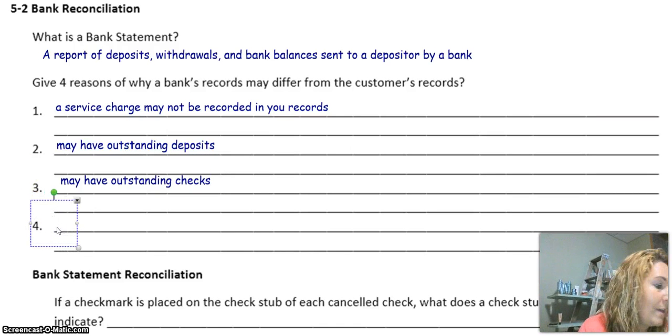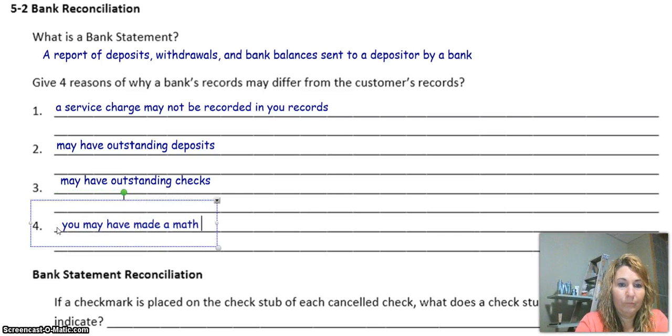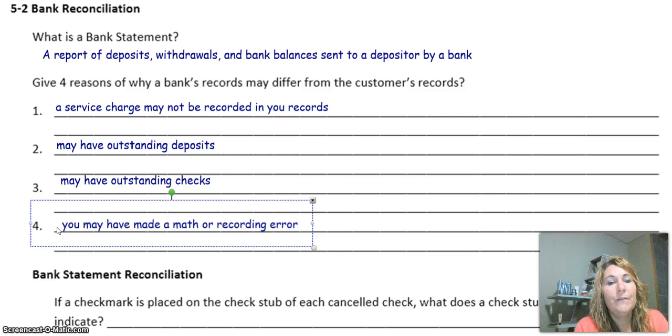The fourth reason why they may be different is you may have made a math or recording error. You were writing it down and instead of $57, you wrote $75, or you didn't subtract correctly or add in your deposit correctly, or you forgot to write down a check. That happens. Occasionally, the bank does make a mistake, not very often, but it's always a good idea to double check as soon as your bank statement comes, and make sure that their records match your records. We're going to learn today how to make them match even though the ending number is not the same.